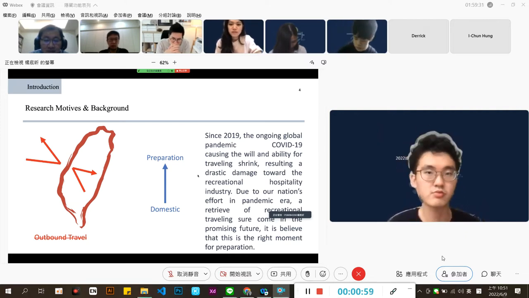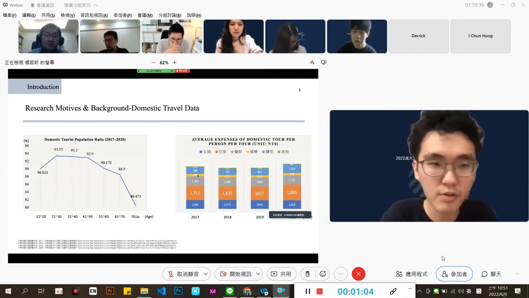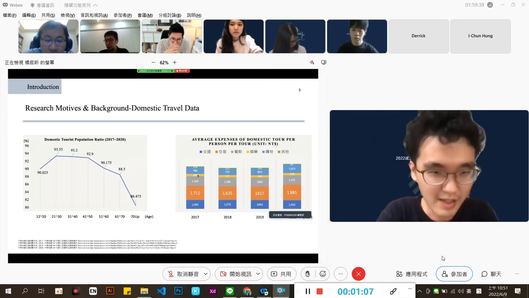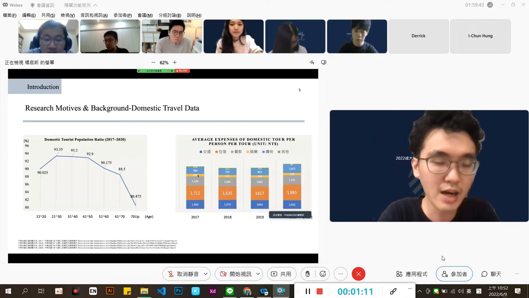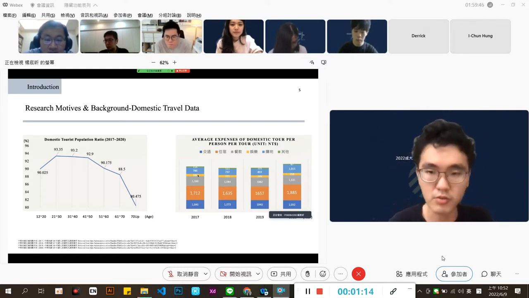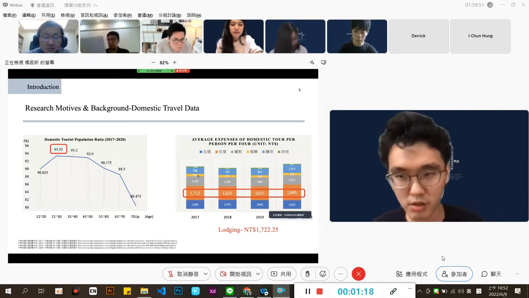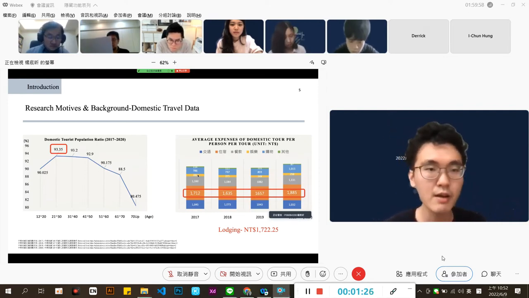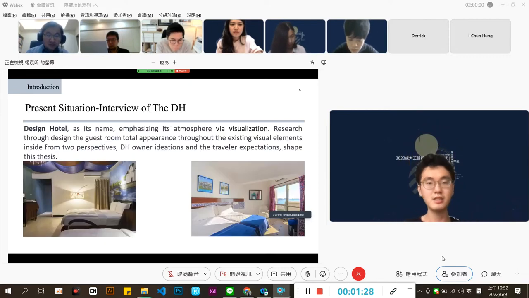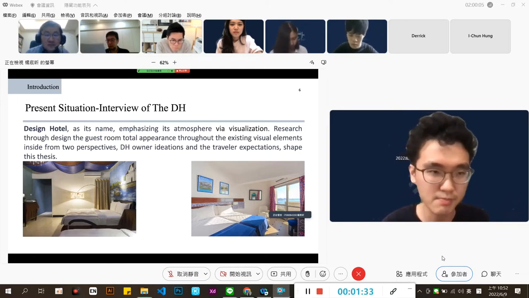We first refer to the domestic travel data from our tourism bureau. The results from 2017 to 2020 show that the largest population conducting domestic tours is our citizens aged 21 to 30, and their average lodging expense per person per night in each domestic tour is approximately 1,722.25 NTD.